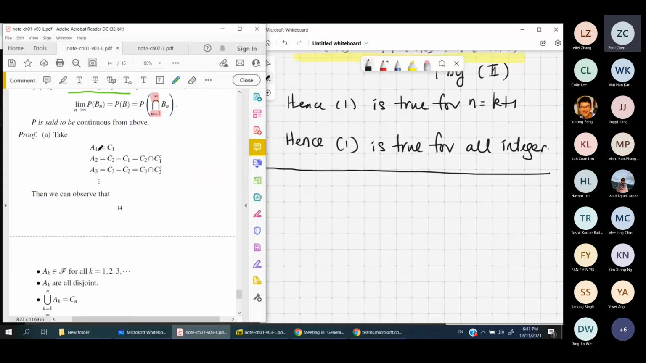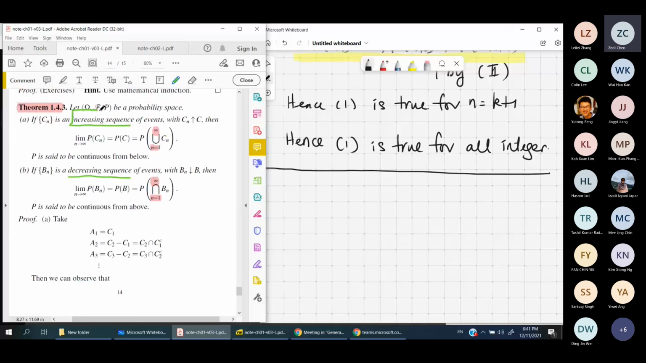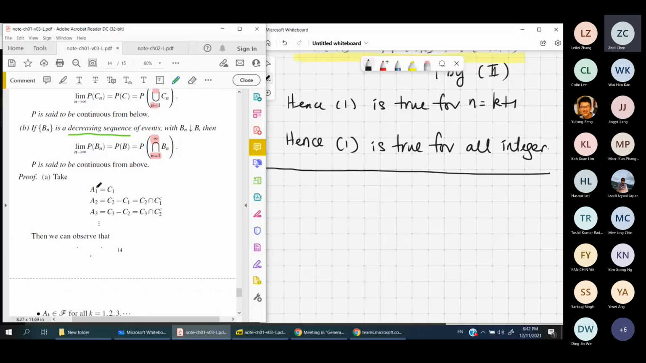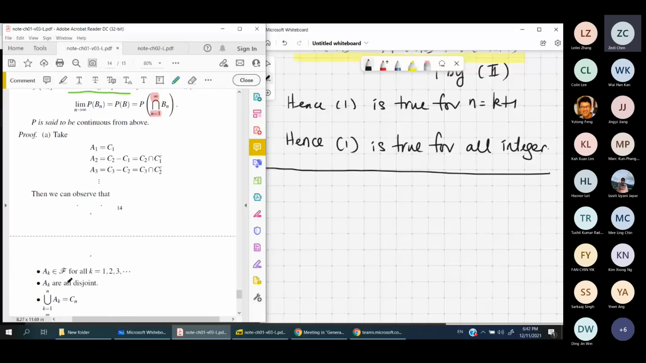So take A1 to be C1, A2 to be C2 minus C1. That means C2 intersect with C1 complement, A3 is C3 minus C2. That means C3 intersect with the complement of C2. And again, please remember, C is an increasing sequence of events. If we construct our A1, A2, A3, A4 like that, we can see that the Ak must be events.